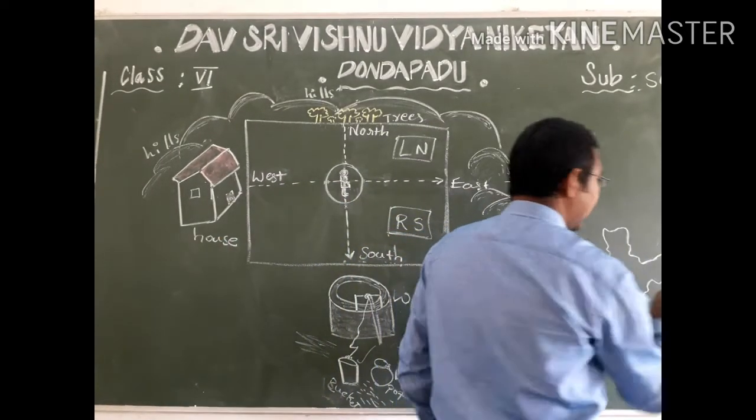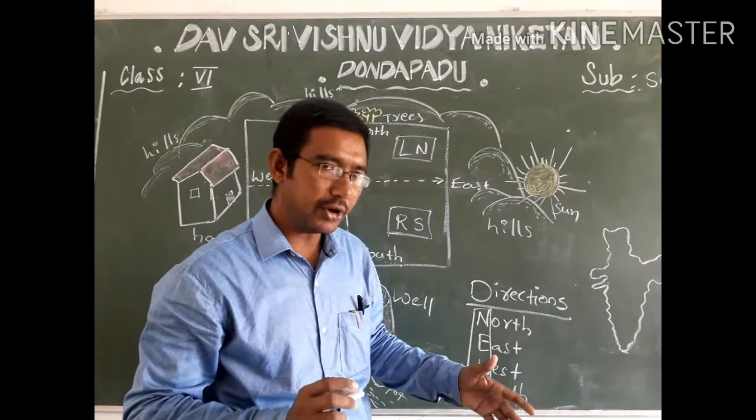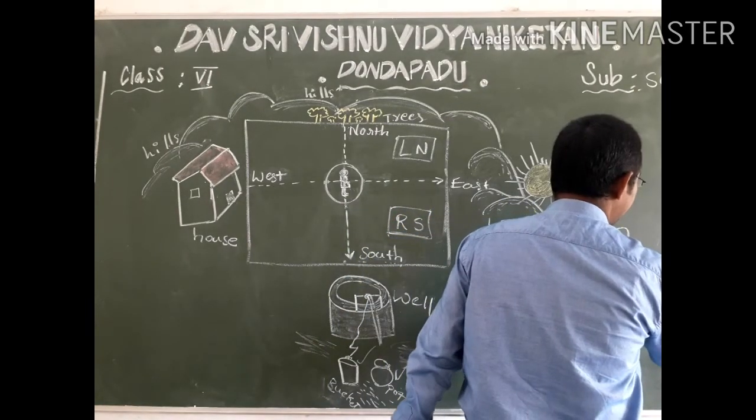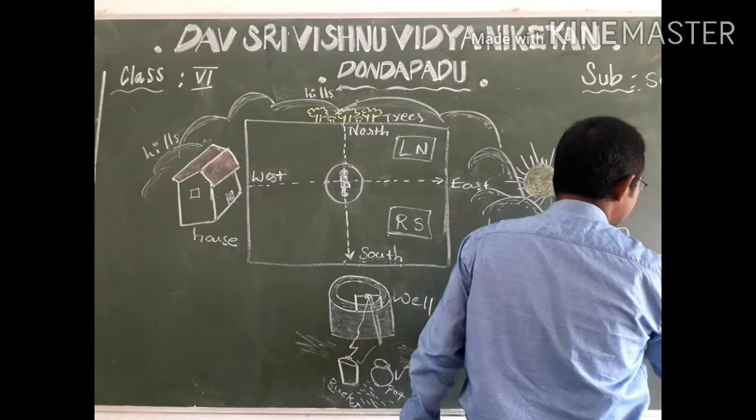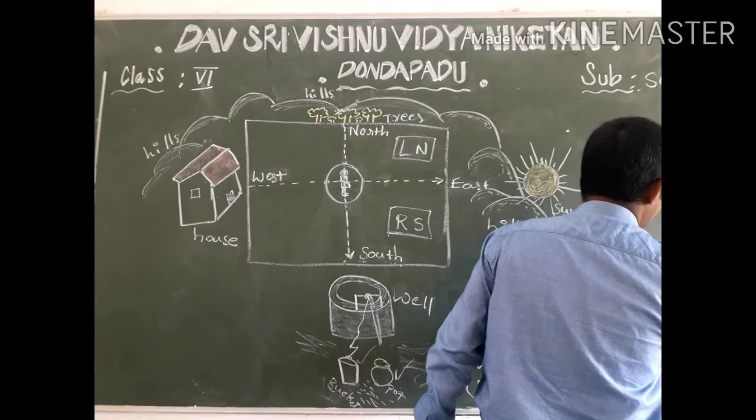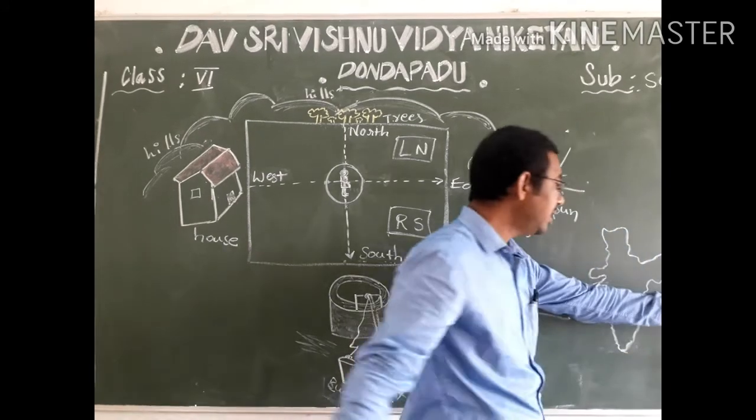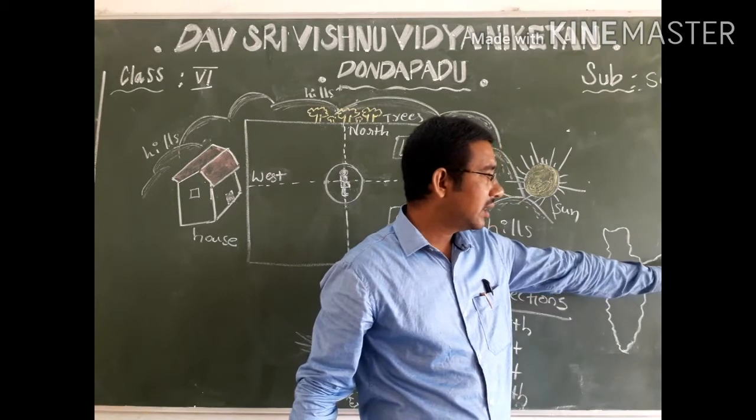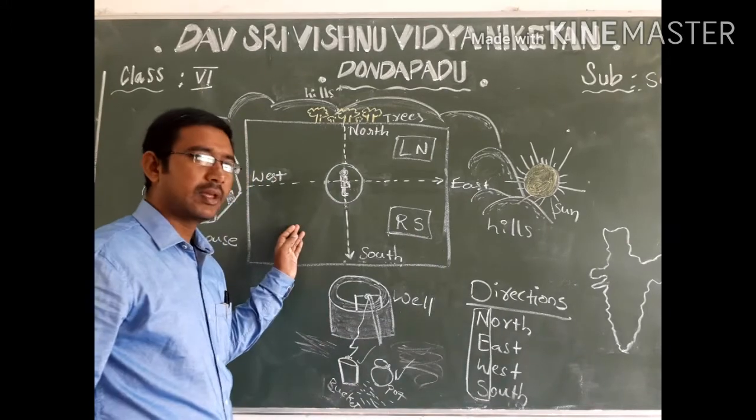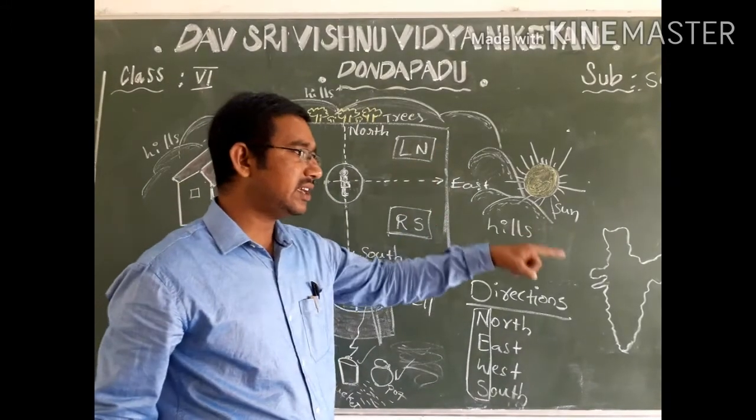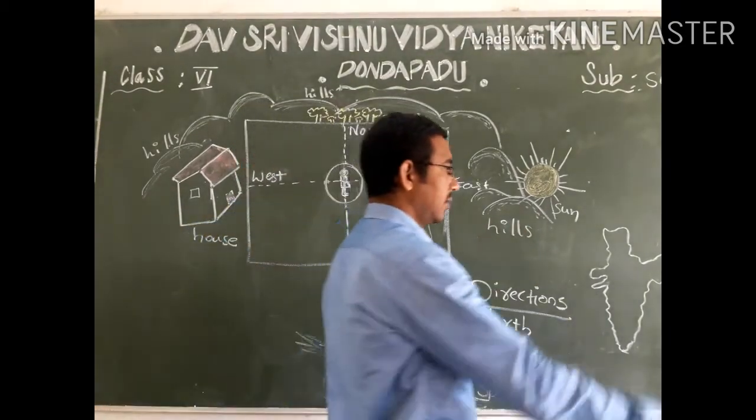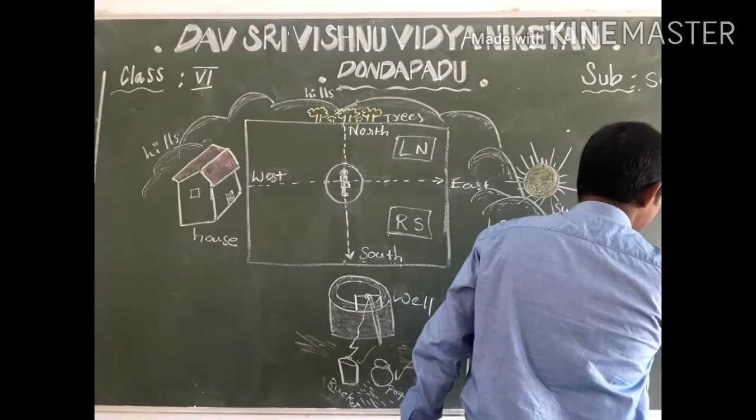In India, which side is the sun rising? You know, the first sun rising state is Arunachal Pradesh. Arunachal Pradesh means the sun rises on this side only. Just now we have discussed that the side the sun is rising is the east. In our India, the first sun rising state is Arunachal Pradesh. That's why this is the east.